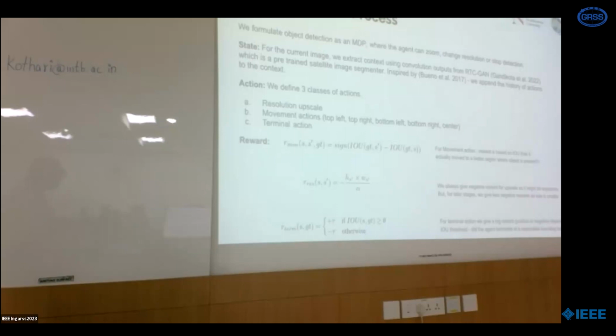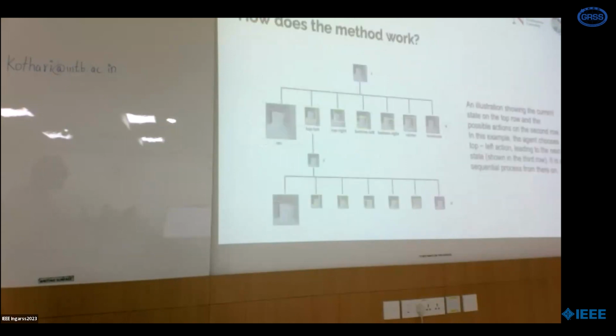For terminal action, we give a big positive or negative reward depending on the IOU threshold. Did the agent terminate at a reasonable bounding box? If yes, then a large positive reward. If not, then a large negative reward.